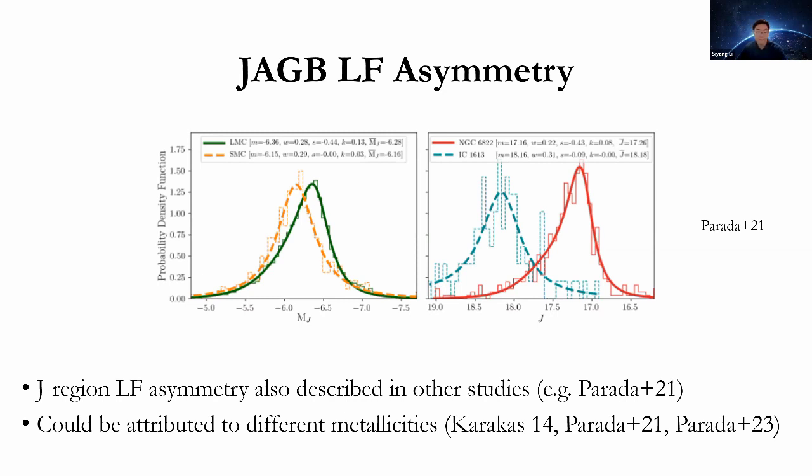Now, what the Parada paper attributes this to, and also what is talked about in the Caracas paper, is that metallicity can be the driver of this asymmetry. And so what we're looking at are different populations with different levels of metallicities that might be shifting the mean magnitudes of the JAGBs. And when you have a mixed population of metallicities, that skews the luminosity function.